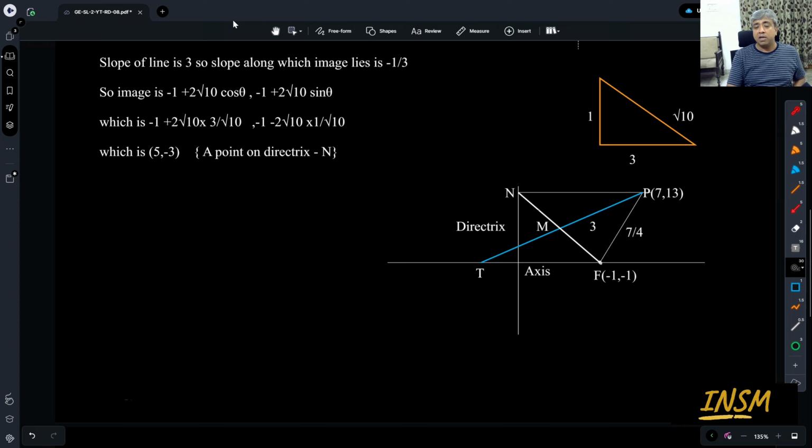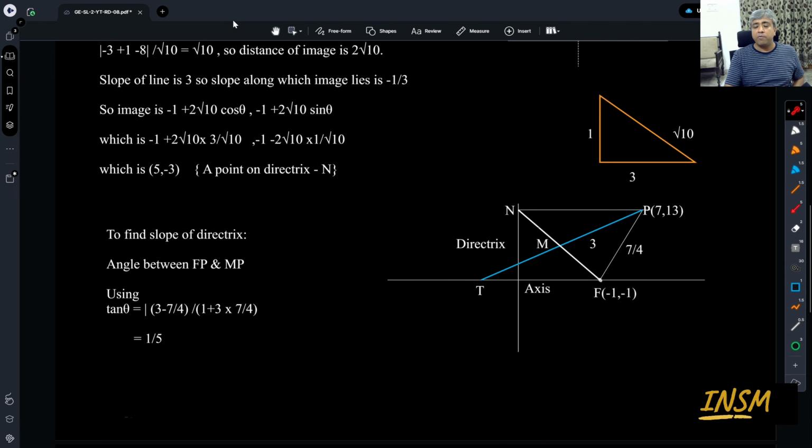So how do we find the slope of directrix? The slope of directrix we can find by finding the slope of NP, because directrix would be perpendicular to this. So the slope of NP we find by knowing the fact that these two angles are equal. And we know the slope of this tangent line, which is 3. And the slope of the line joining this point and F is 7 by 4. So we first find this angle. So this would come out to be the angle between FP and MP.